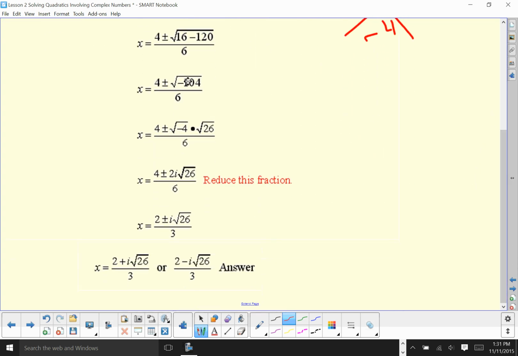You go through the process and you wind up with 4 plus or minus the square root of negative 104 over 6. Separate out the negative 104. It's negative 4 times 26. From the negative 4 you get 2i, and then the 26 stays under the radical. You should not have to continually break apart the negative from the 4 when you're solving. Your final answer, either this with the plus or minus, or here with plus and then minus. Remember that it's two separate solutions.